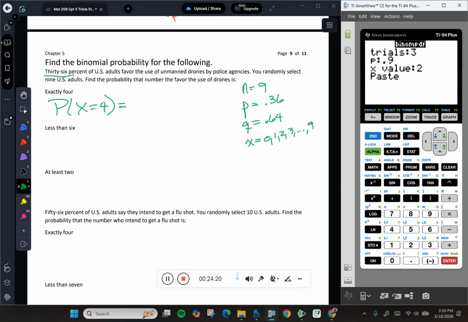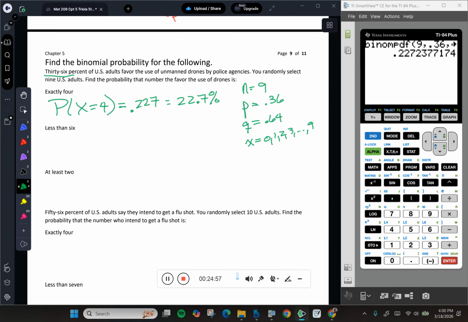There it is. Trials is 9. Probability of success is 0.36. I want to see 4 successes. Paste that, press enter, and I get a probability of 0.227, we'll call it. Since our data was given to us as percents, we'll say the probability that 4 people of the 9 people will say yes is 22.7%. Which 4? Don't know. Could be the first 4, the last 4, the middle 4. 4 of them are going to say yes.